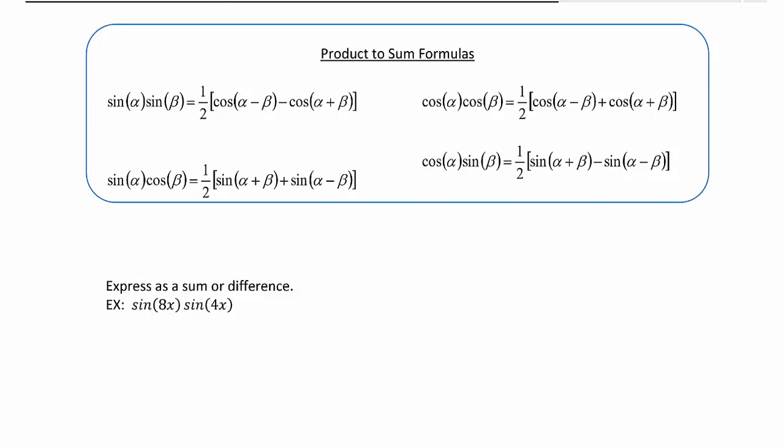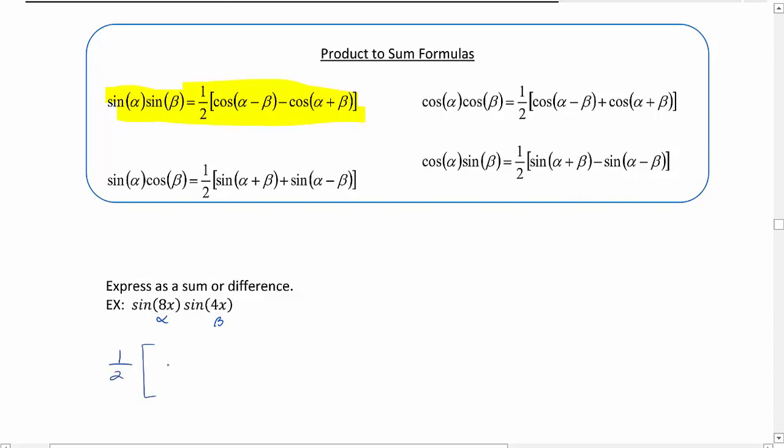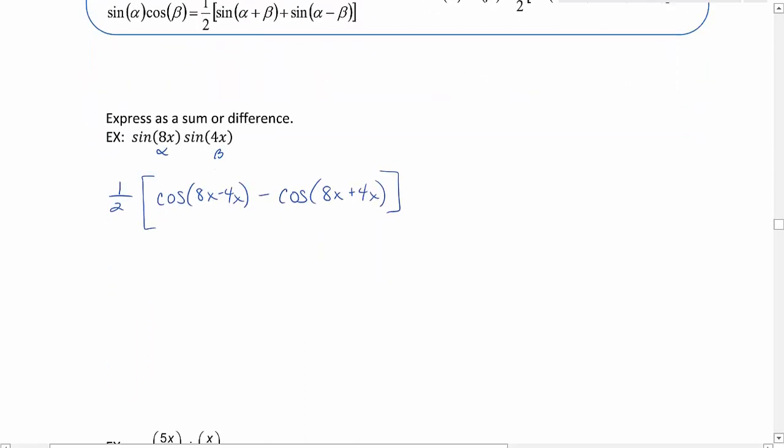Let's express sine of 8x times sine of 4x as a sum or a difference. So here we have sine times sine. So we're going to be using our sine times sine formula. 8x is our alpha, or our A, and 4x is our beta, or our B. And we're going to plug it into our formula. It's going to be 1/2 times the quantity cosine of 8x minus 4x minus cosine of 8x plus 4x. And then we want to simplify.